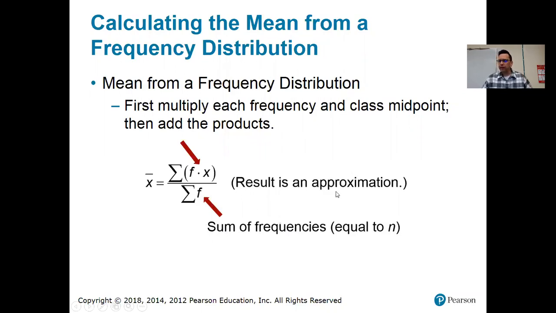Now notice the little note that they put here. The result of finding the mean from a frequency distribution is an approximation, because if they hand me a frequency distribution, then I really don't have the set of original data. I just know that, for example, there's 12 that are between 10 and 19. And I know there's 18 values between 20 and 29, but I don't know what the original data values are. So this is going to be an approximation.